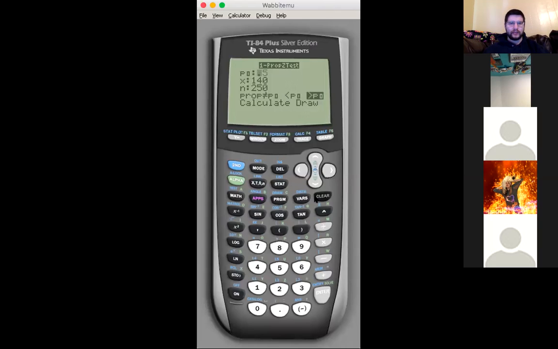Okay. So we're going to go to stat, test, number 5. Type the stuff in. p is 0.5, x is 140, n is 250. It's a right tail test. We hit calculate, and it immediately gives us our test statistic and our p-value.